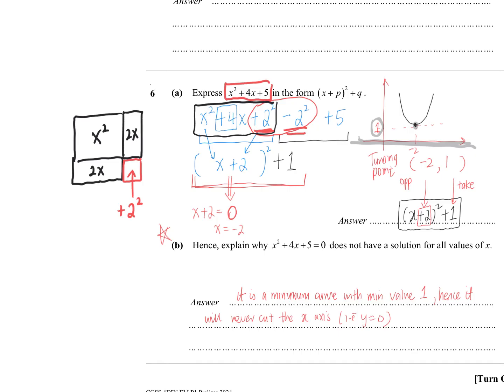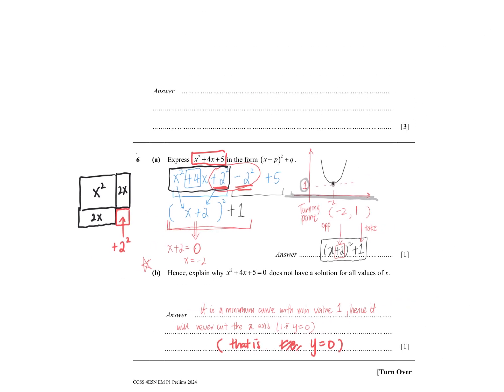It is a minimum curve with minimum value 1. Hence, it will never cut the x-axis, that is y equals 0. I.e., y equals 0. That is short form. Okay? So this is completing the square.